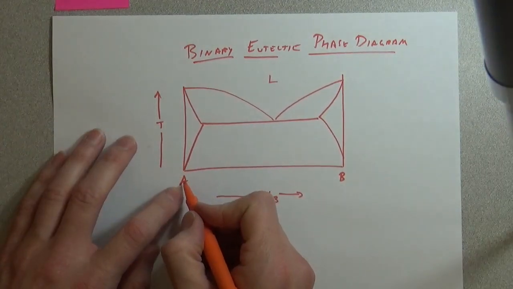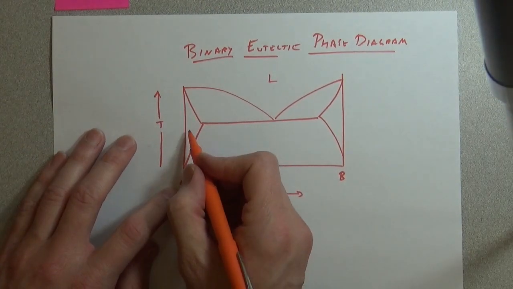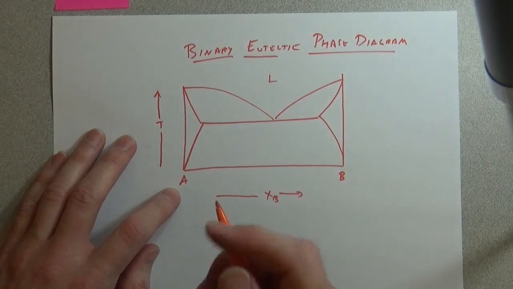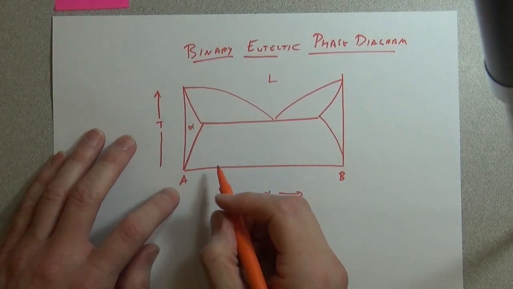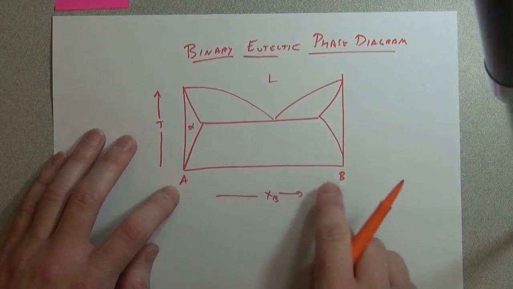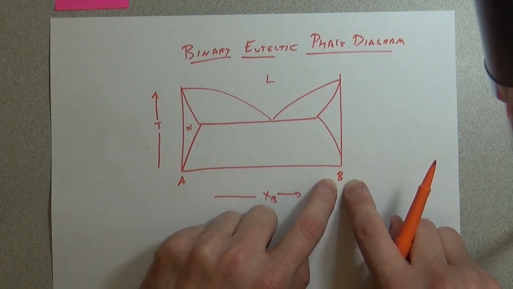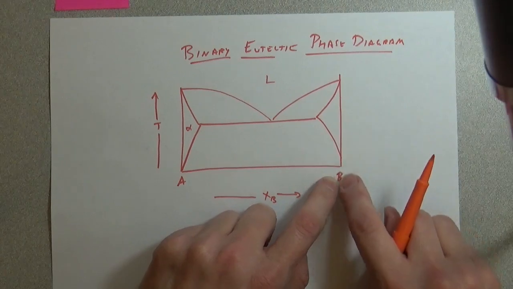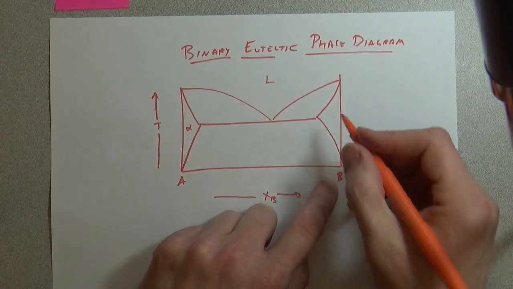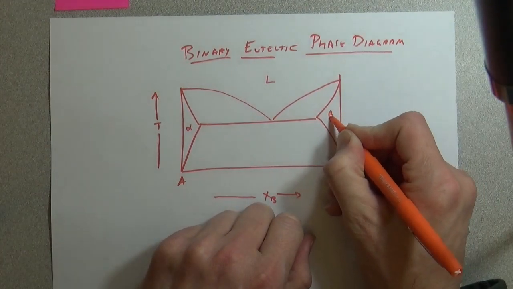Over here, on the A side, we have a solid, and that solid we're going to call alpha. It's a solid solution which is mostly A and a little bit of B. Over on the B side, we have another solid solution which is mostly B and a little bit of A. I'll call it beta.